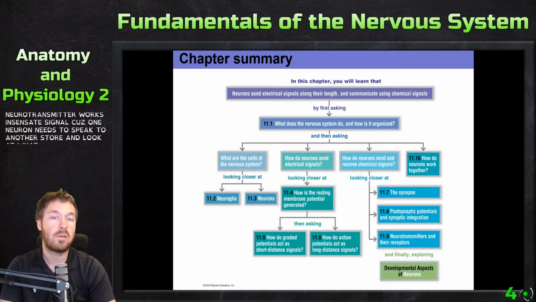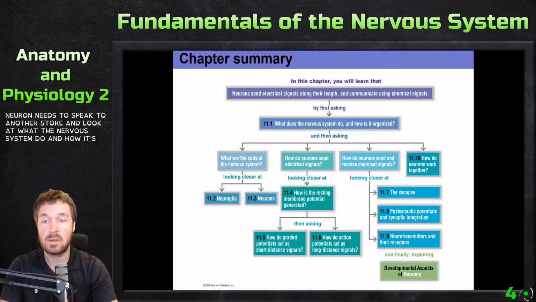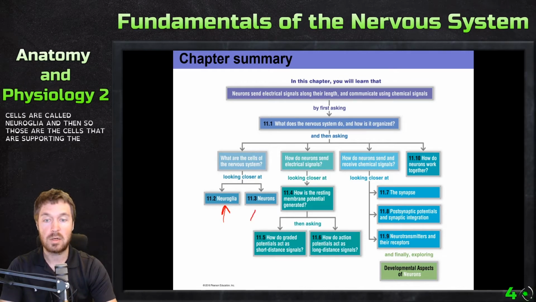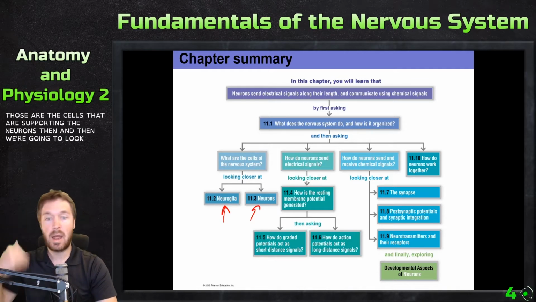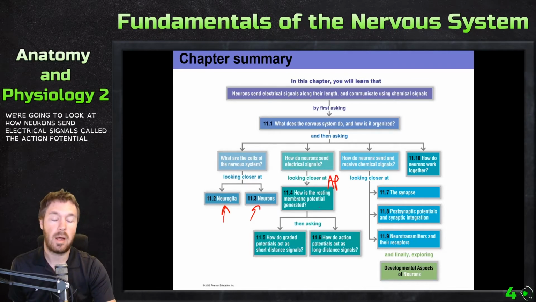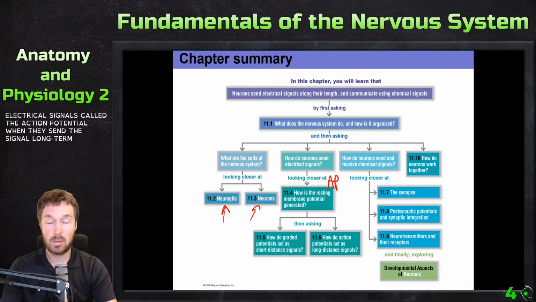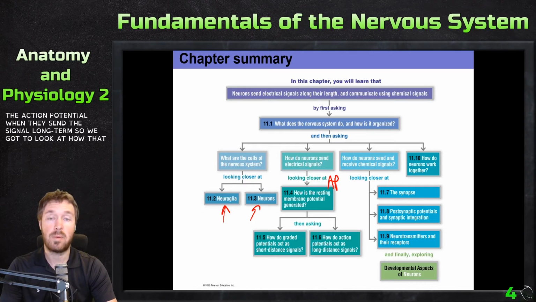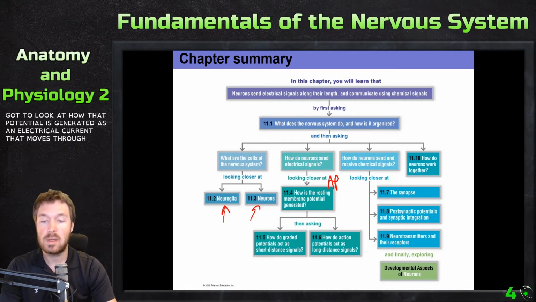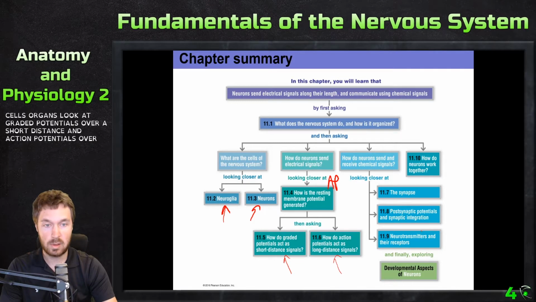So we're going to look at what the nervous system does and how it is organized. And we're going to look at the cells called neuroglia, the cells that are supporting the neurons. And then we're going to look at how neurons send electrical signals. This is called the action potential when they send the signal long distance. So we have to look at how that potential is generated. It's an electrical current that moves through these cells. So we're going to look at graded potentials over a short distance and action potentials over a long distance.